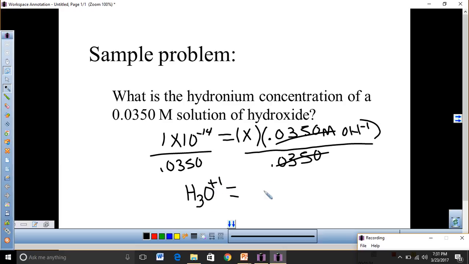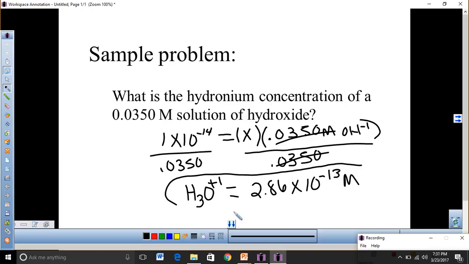So we should have gotten 2.86 times 10 to the negative 13th power. So not very much at all. In fact, that's to the negative 13th. There's hardly any hydronium, but there's more hydroxide, so this is actually a base.